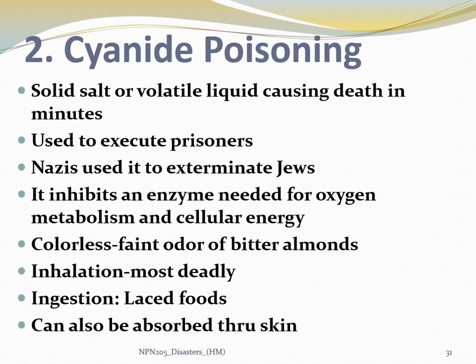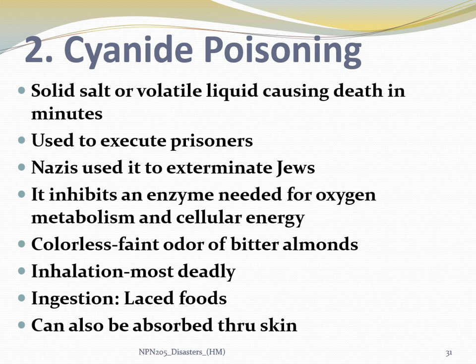All right, cyanide poisoning. So cyanide is a solid salt or volatile liquid causing death within minutes. It is used to execute prisoners often. The Nazis used cyanide poisoning to exterminate the Jews. It inhibits an enzyme needed for oxygen metabolism and cellular energy.